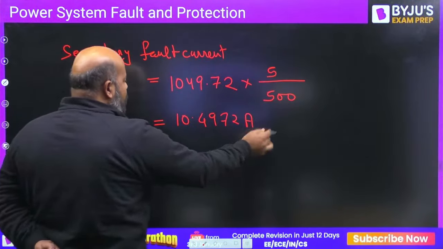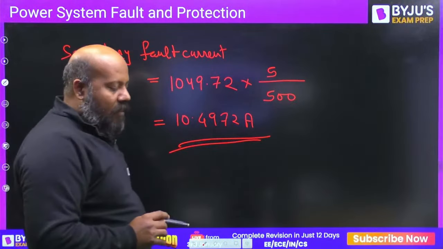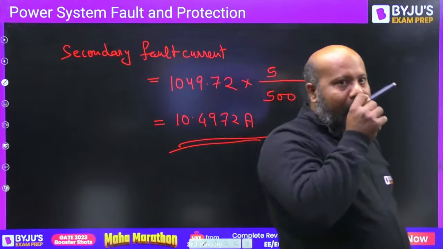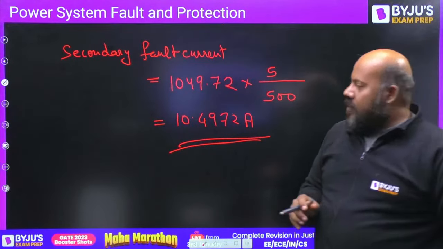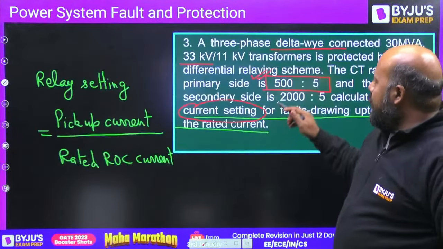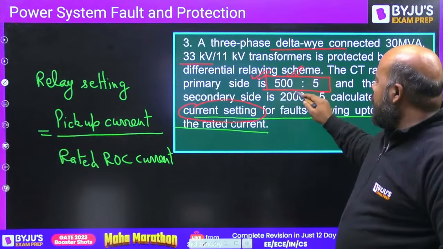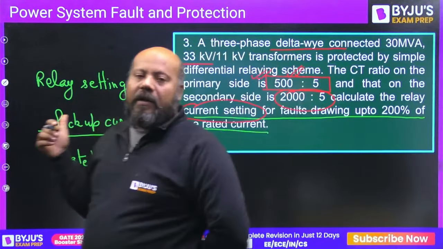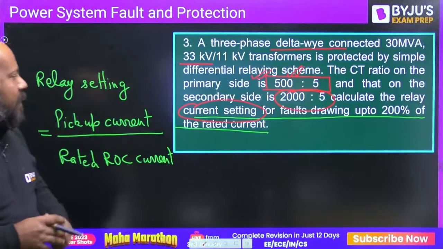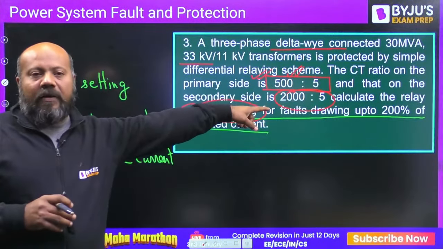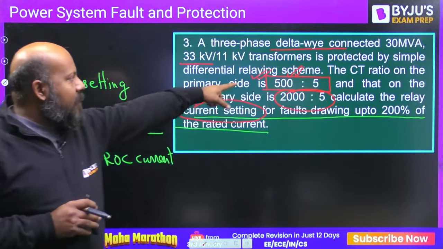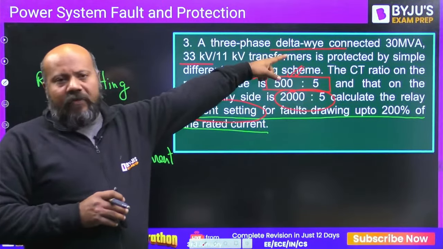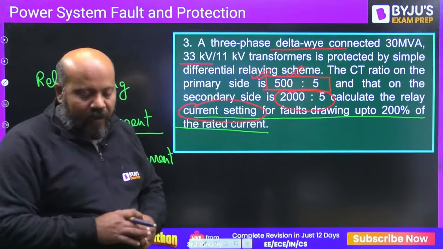10.4972 amperes. Just tell me, is it clear? Are you comfortable with this? Why have we taken this CT, not this CT ratio? This is the transformer CT connected to the secondary of the transformer. When we are connecting it with the line, we are dealing with the primary of the main transformer. Okay. That is the reason.